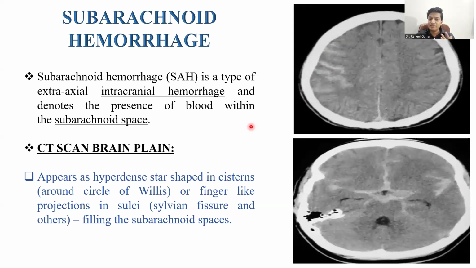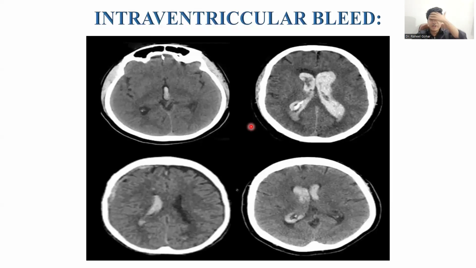So it is in the subarachnoid spaces. Now, intraventricular bleed: if the bleed is inside the ventricular area, in the lateral ventricles, in the third ventricle, in the fourth ventricle, it is known as an intraventricular bleed. Intraventricular bleed can be due to trauma, it can be due to AVMs, it can be due to aneurysms, or it can be an extension of some part of the hematoma which is inside the intraparenchymal area and is coming to the intraventricular area.